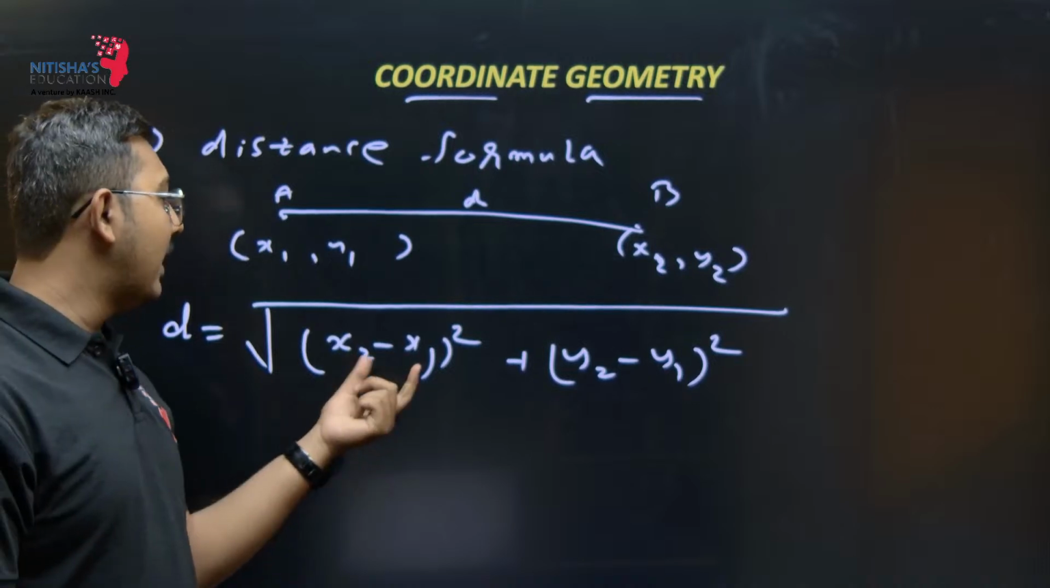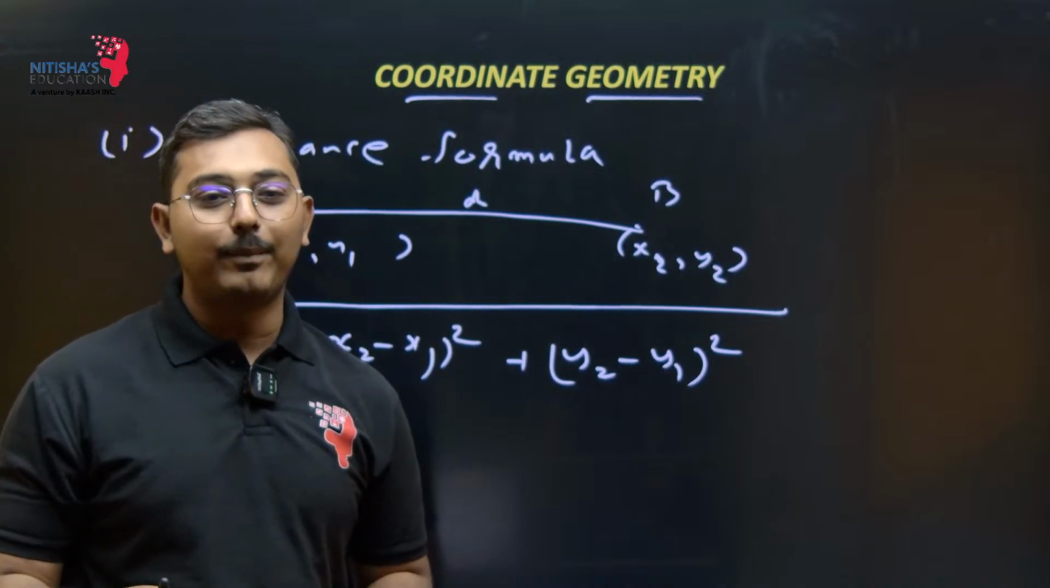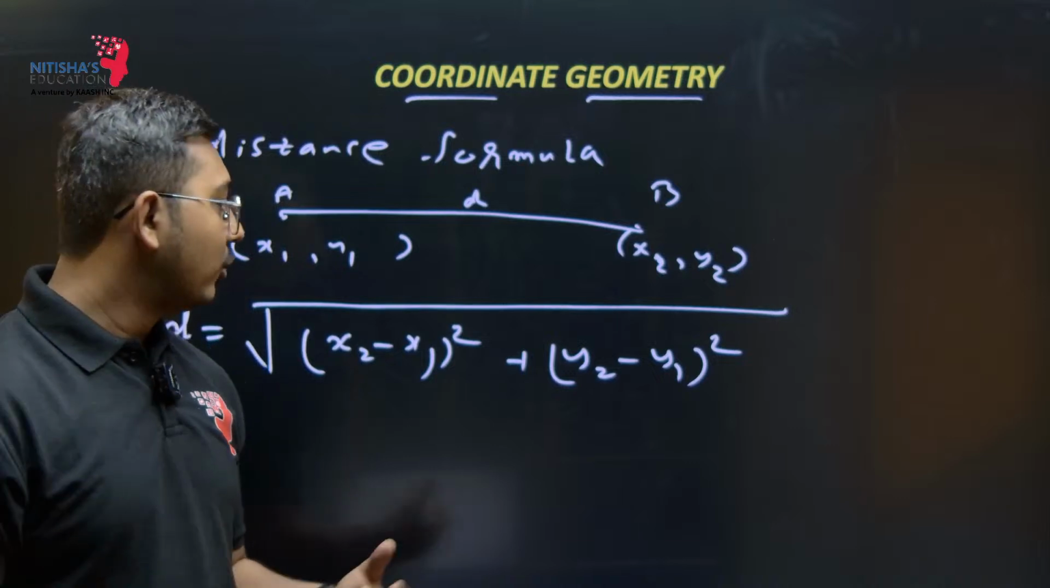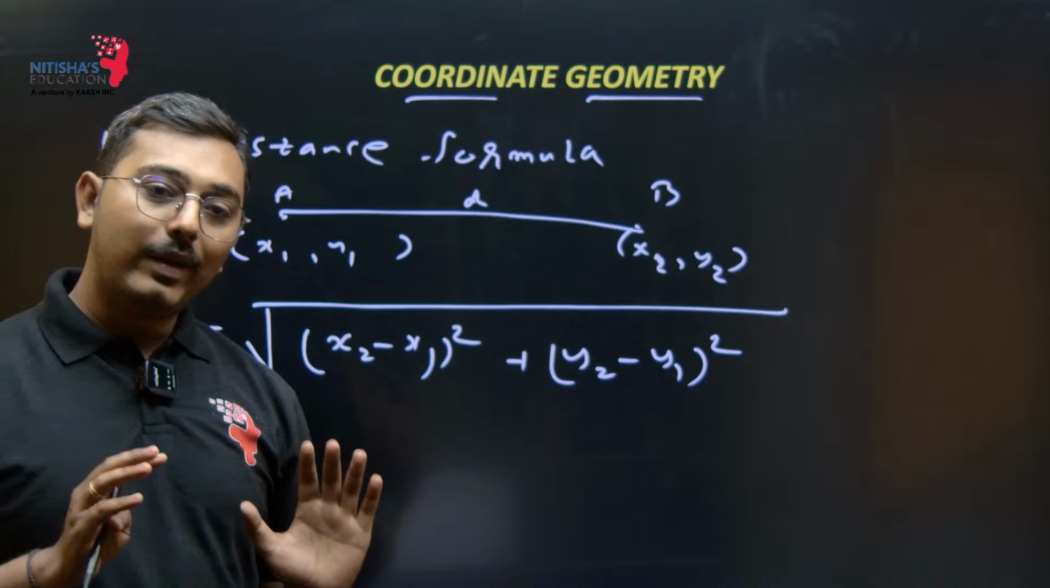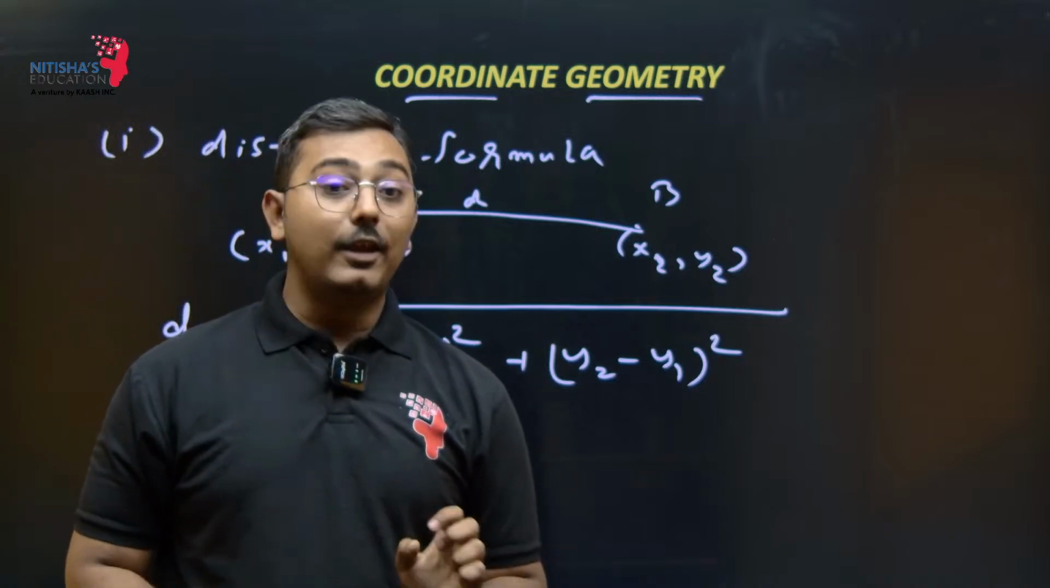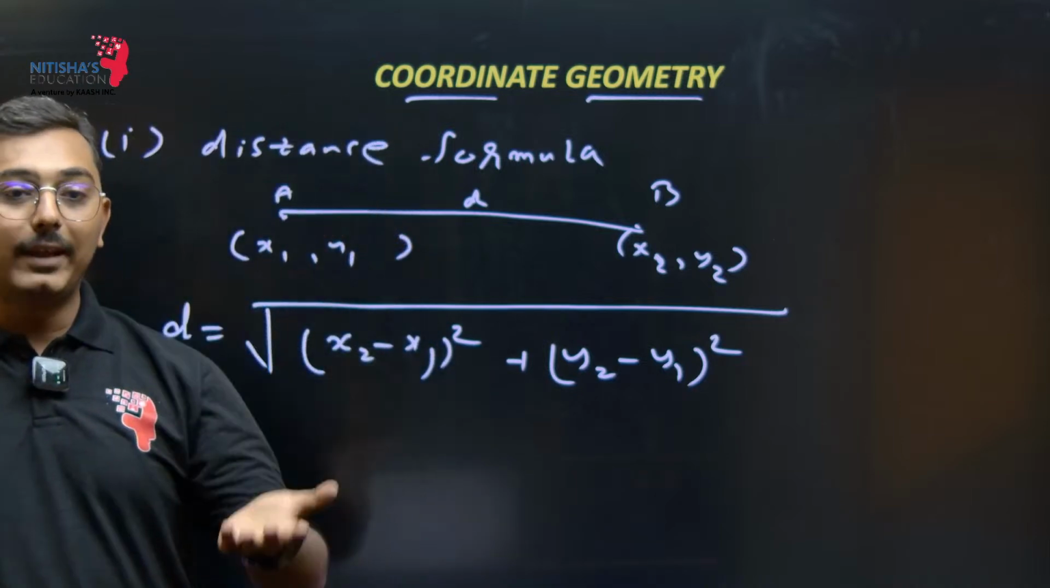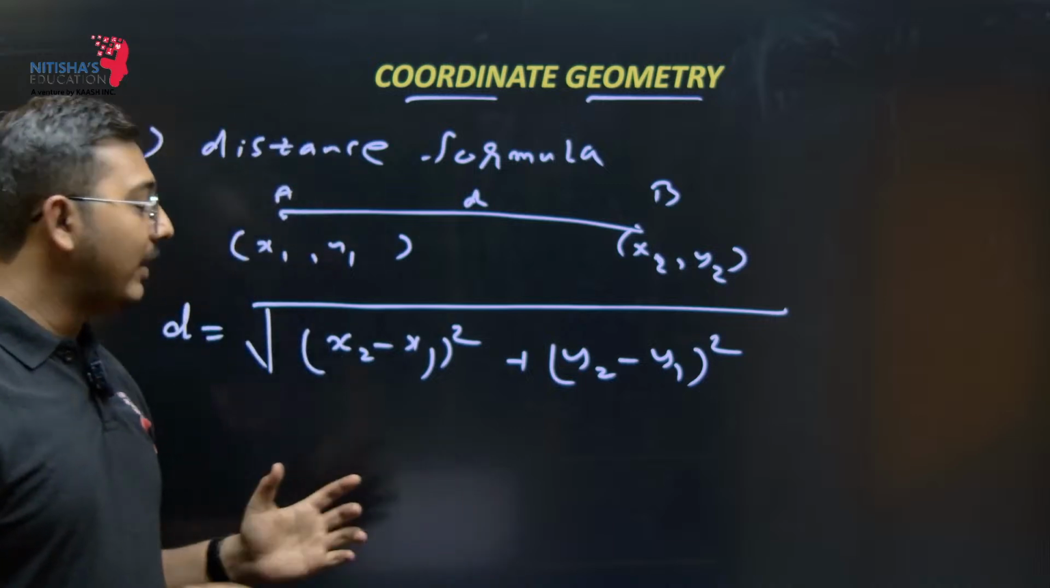Okay, so whenever a square comes here, it becomes a positive number. Okay, so if we take the difference of any two numbers and square it, it will always provide a positive value. If the difference is negative, then also it will provide a positive value. Okay, so we have no issue in it.